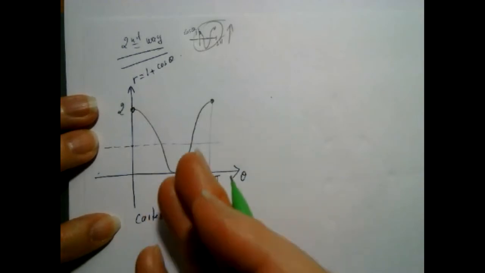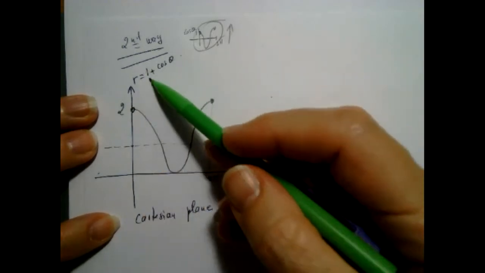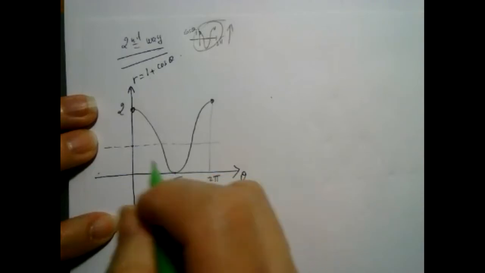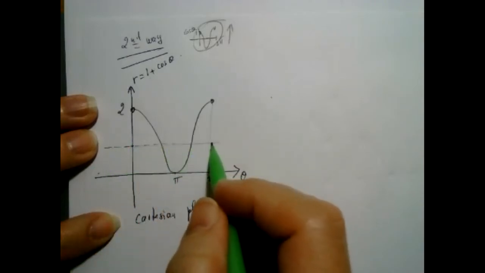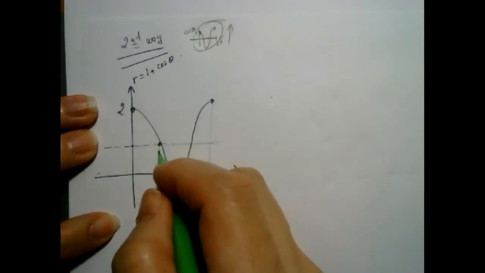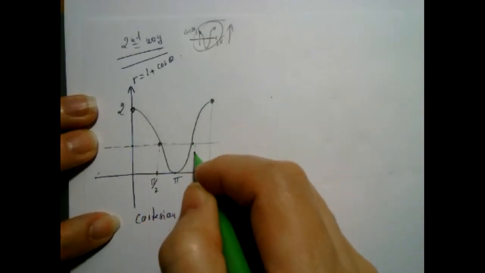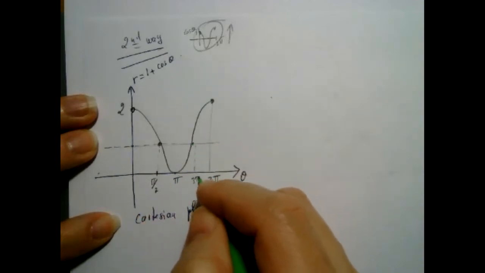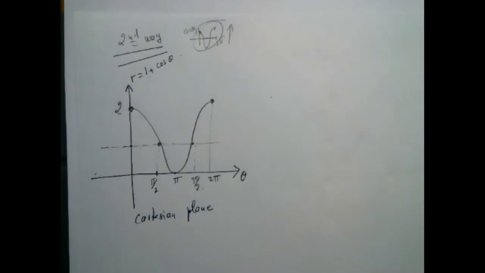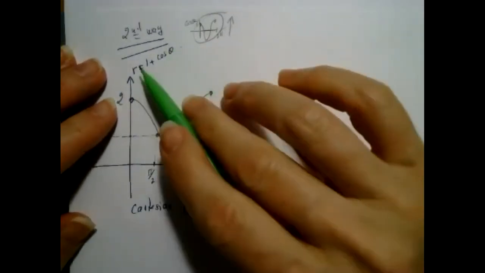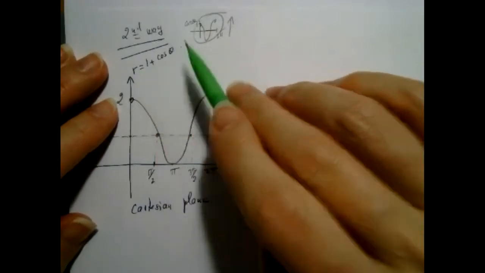But here, the way I'm sketching this is the same way I sketch y equals 1 plus cosine x. Now, this is going to be my pi. I always like to draw the midline because it helps me. This point is going to be pi over 2. And this point here is 3 pi over 2. Okay, right now I'm not sketching the graph that I'm interested in. I'm only sketching the graph of r equals 1 plus cosine theta.